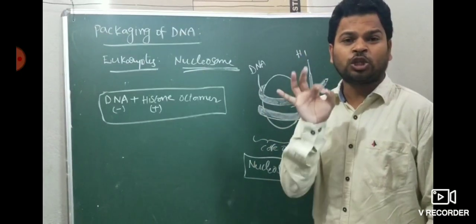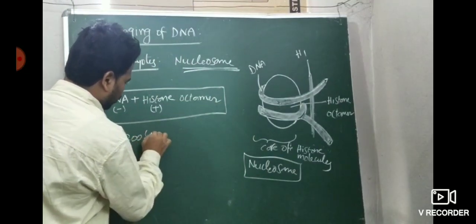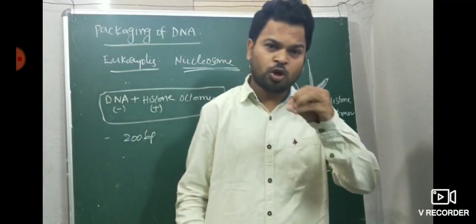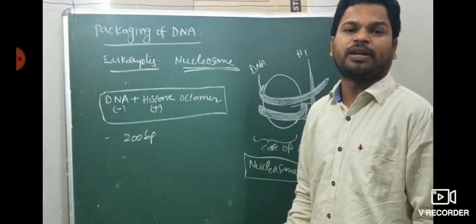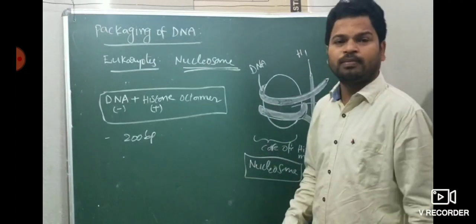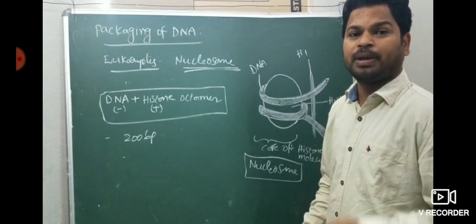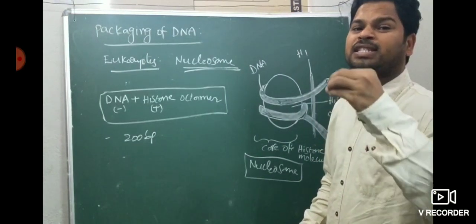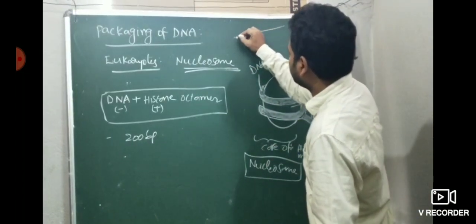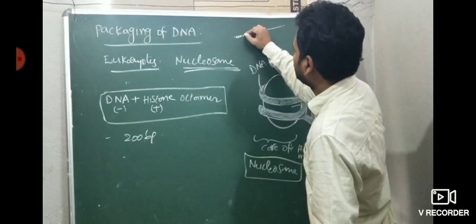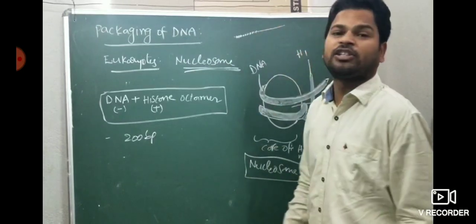Each nucleosome consists of 200 base pairs. Very important, 2019 NEET question: each nucleosome consists of how many base pairs? 200 base pairs are present. Then how does the nucleosome appear? Nucleosome appears as beads on a string. For example, this is one string and these are the beads. So nucleosomes appear as beads on a string in chromatin material.